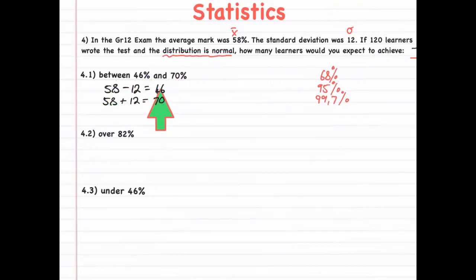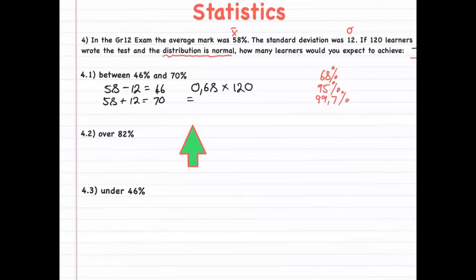Now, in that range, we know that 68% of the learners will be within one standard deviation. So to calculate how many learners fall within one standard deviation, we simply take the 68% and we're going to work with 0.68. We simply multiply it with 120, and then if we do that calculation, if I'm right, it will be 181 something.